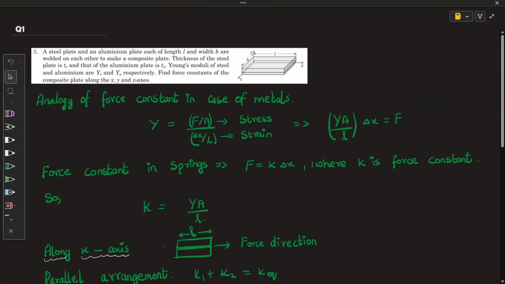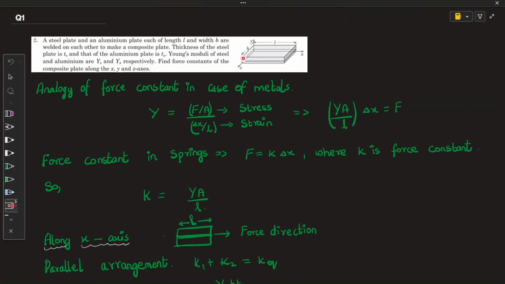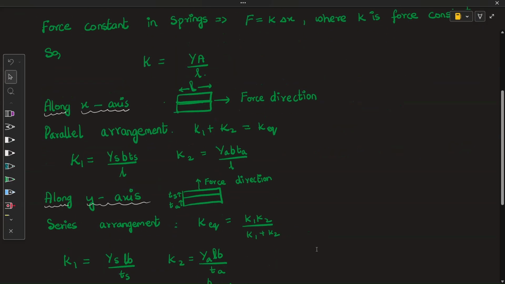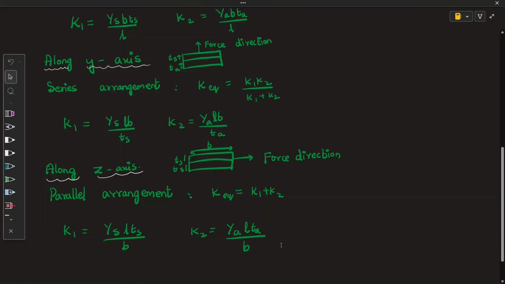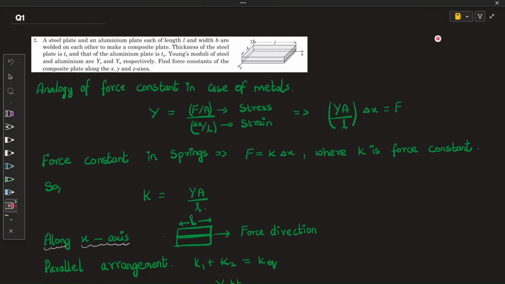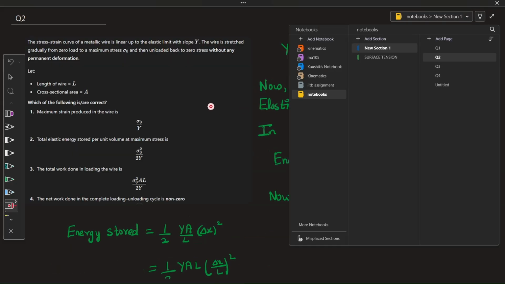Now, what's the area? It's B into Ts and B into Ta. I have written here B into Ts and B into Ta by length L. If you substitute it here, you get the K equivalent along the x-axis. Similarly, I have done the same for the y-axis and z-axis. Okay, let's go to question number 2.